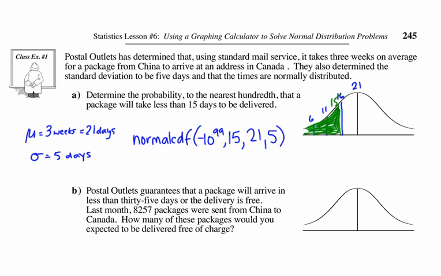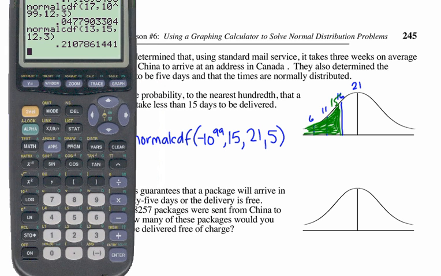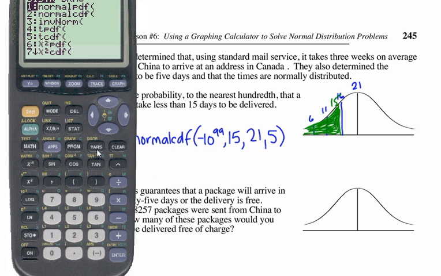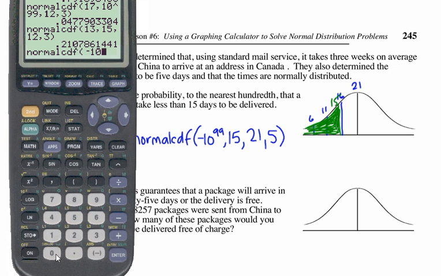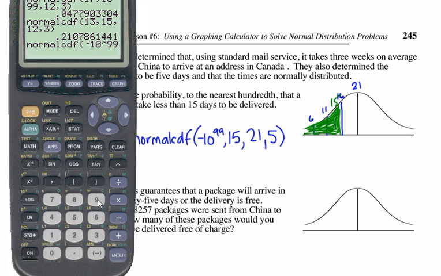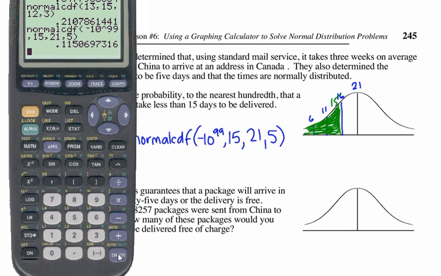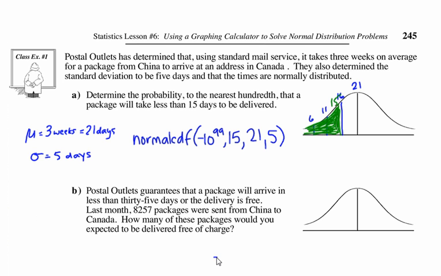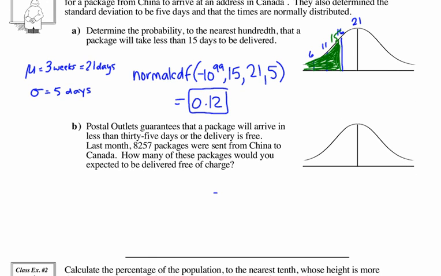So typing this in my calculator, I can go second vars, number 2. So we want from negative infinity, negative 10 to the power of 99, comma, all the way to 15, comma, our mean of 21, comma, my standard deviation of 5. Push enter, and it wants it to the nearest hundredth, so 2 decimal places would be 0.12. And that's it. So we didn't have to convert 15 to a z-score and then look it up on our table. You can do that, but this is another option for you.